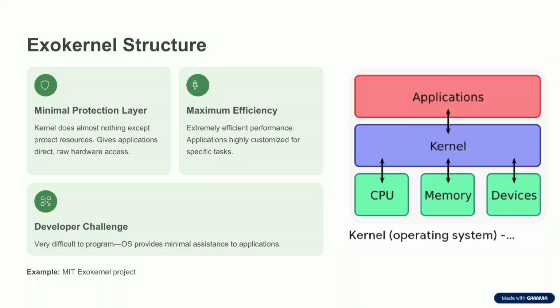Next, let us see the exokernel structure. This structure has a very small kernel. The kernel only protects hardware resources. Applications get direct access to CPU, memory, and devices. An advantage of this exokernel structure is that it gives maximum efficiency and very high performance. The disadvantages are that it is very difficult to program and developers must handle many things by themselves. The OS gives very little support. The example of this structure is the MIT Exokernel project.